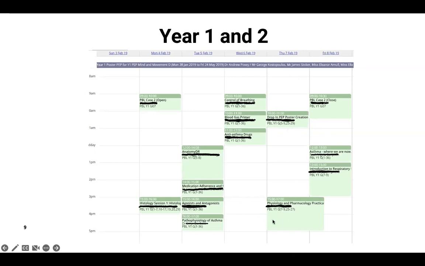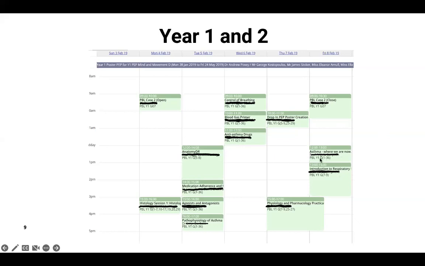And then on Thursday, they did something called Physiology and Pharmacology Practical. So that will be in the lab where you're doing physiology and pharmacology based surrounding asthma, basically. And then on Friday, as I said, you close the PBL case in the morning, and then you'll have a few lectures in the afternoon.